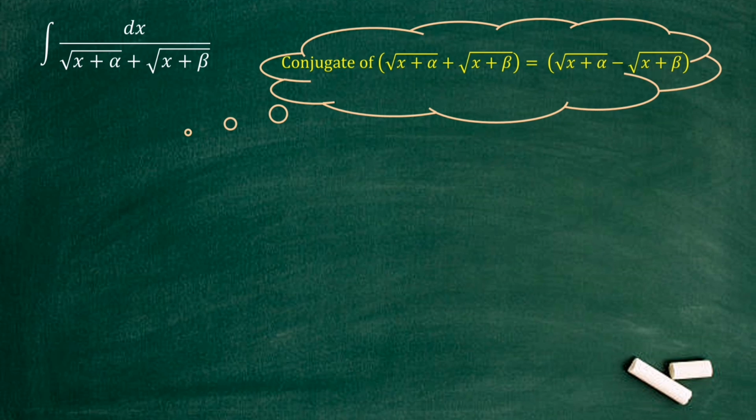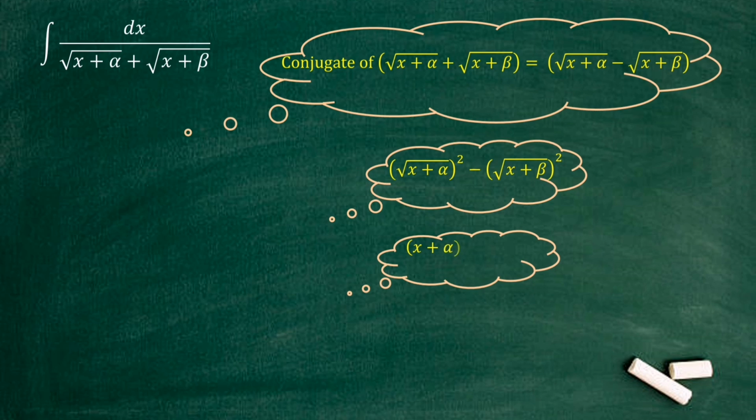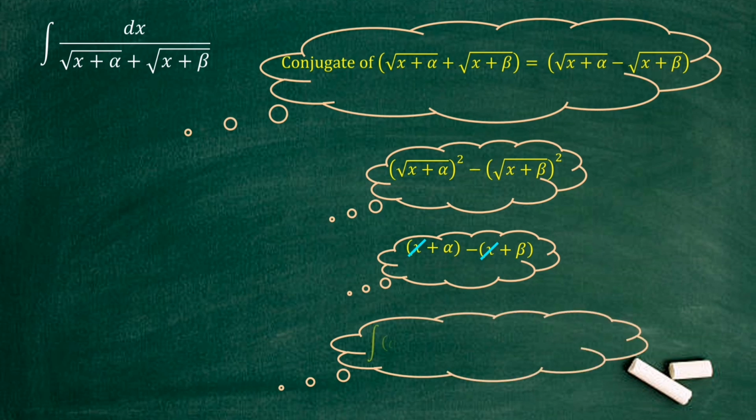Then we can get the difference of two squares in the denominator. After that, we can cancel out x terms and bring 1 over alpha minus beta outside of the integral because it is a constant value. To simplify this numerator value, square root x plus alpha minus square root x plus beta, we can use the equation: integral of (ax plus b) to the power of n equals (ax plus b) to the power of n plus 1 over a times (n plus 1). Clear? Let's jump into the question.